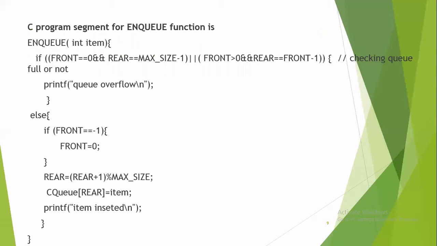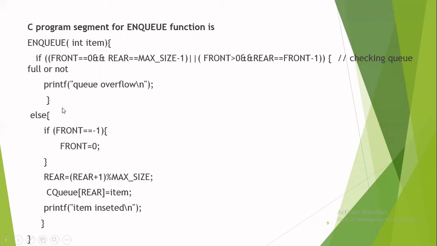Let us now discuss a C program segment for performing insertion operation on circular queue. The enqueue function here accepts an integer item which is going to be inserted into the queue. Before inserting this item into the queue, you will check whether the queue is full or not by checking both the conditions that we have discussed in the previous slide. If any one of the conditions is true, then the queue is full and the insertion operation is not going to take place. Okay, hence you will say queue overflow.